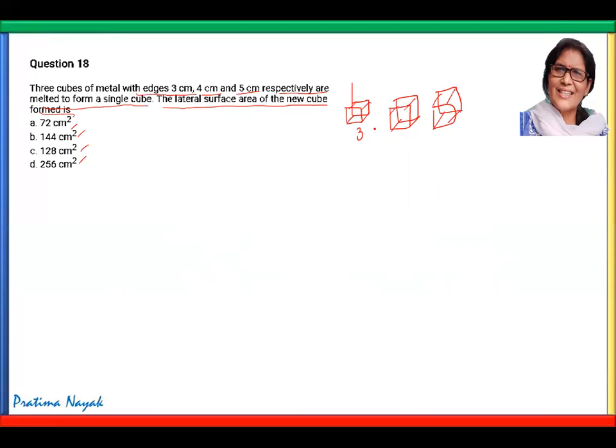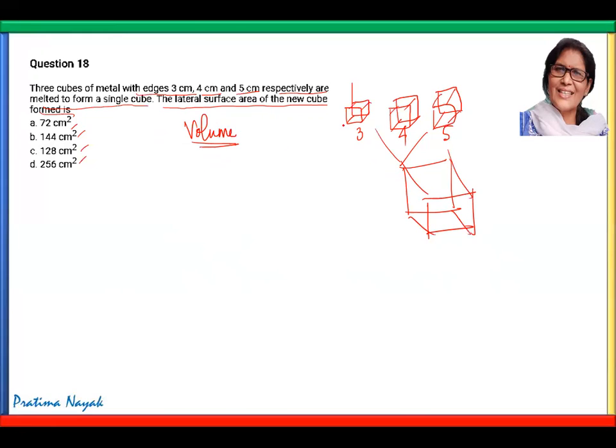They are melted and combined to form a single cube. So a big cube will be formed. When anything is melted and combined, that means we are combining the volume. Melting means its volume is counted.